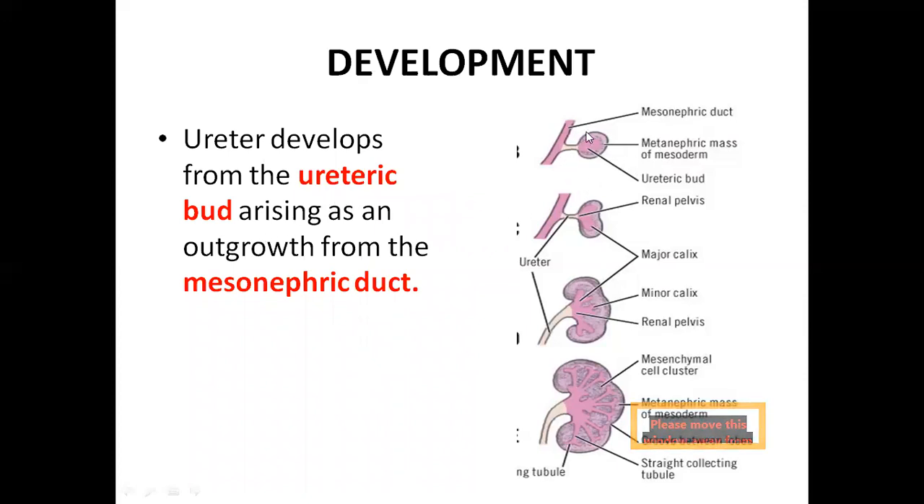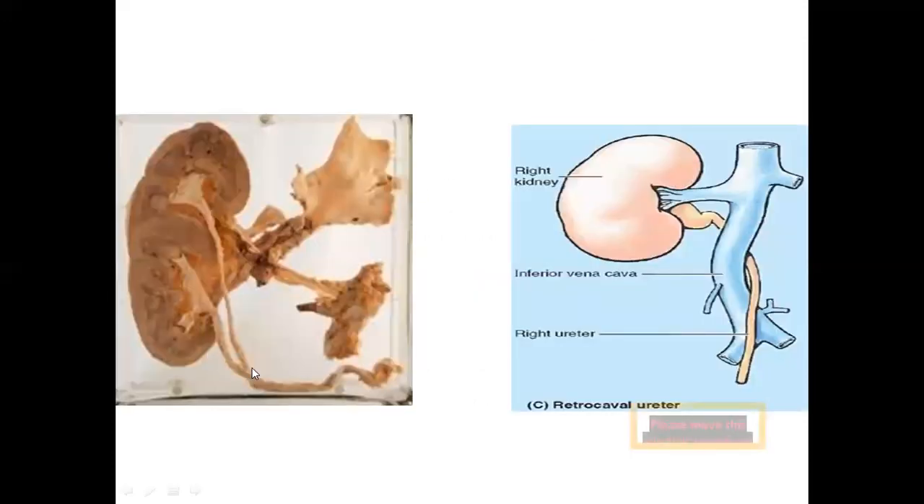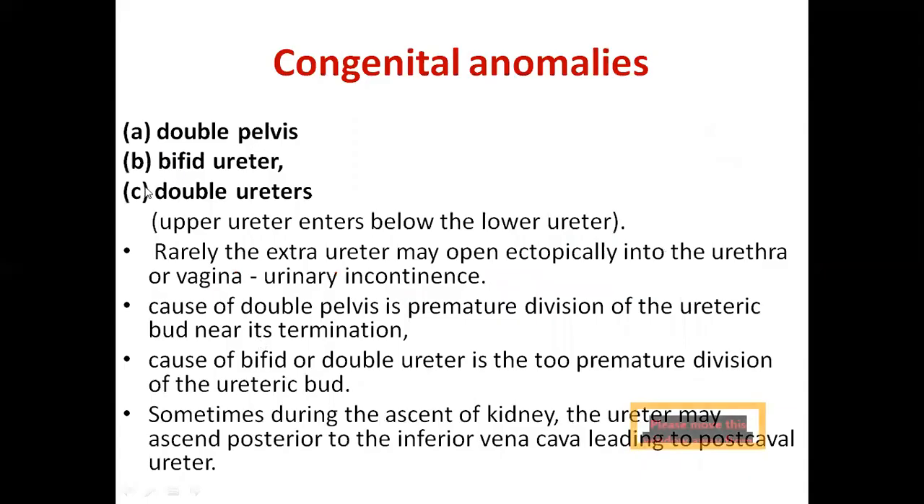Now coming to the development, the ureter develops from the ureteric bud. This is the ureteric bud arising as an outgrowth from the mesonephric duct. Now we have many congenital anomalies, like the ureters may be double: double pelvis, bifid ureter, double ureters. The upper ureter enters below the lower ureter. Rarely an extra ureter may open outside ectopically into the urethra or vagina, leading to urinary incontinence. The cause of double pelvis is premature division of the ureteric bud near its termination. The cause of bifid or double ureter is premature division of the ureteric bud.